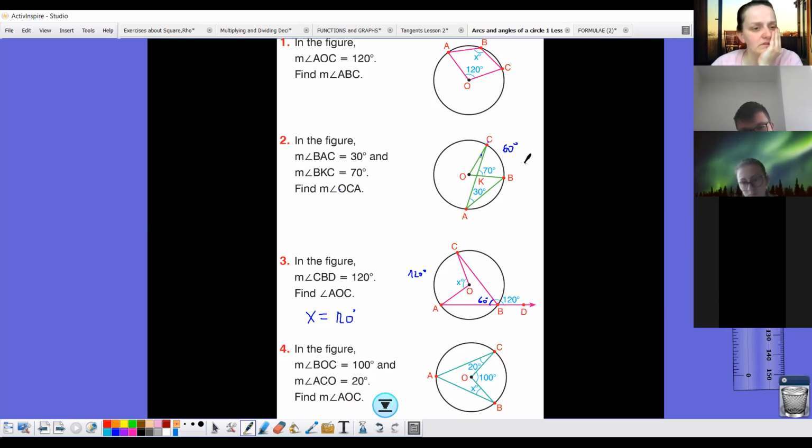Why 70 minus 60? Because teacher, from explanation, the central angle is 60. So this angle BOC, because it has this arc, will be 60. OKC will be 180 minus 70, so this part is 60, and the measure of angle OKC is 180 minus 70, which is 110.